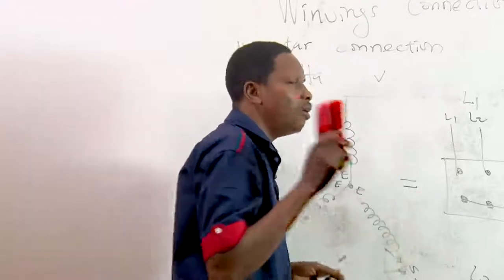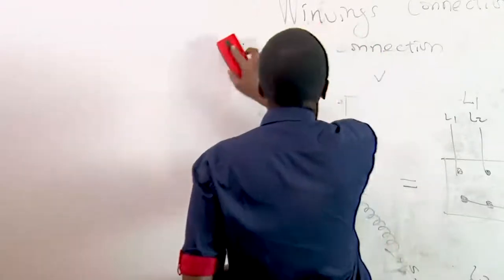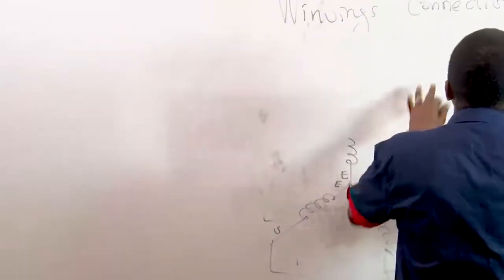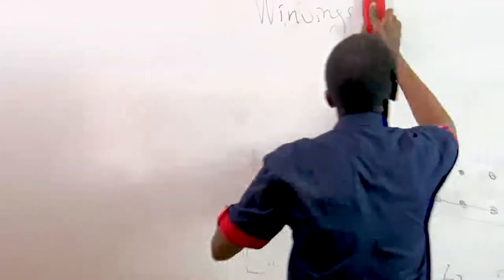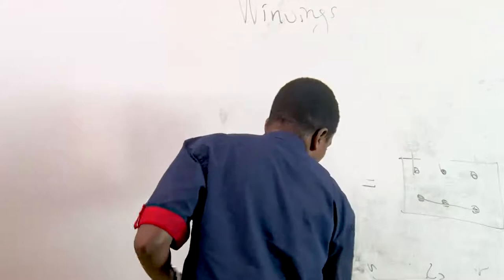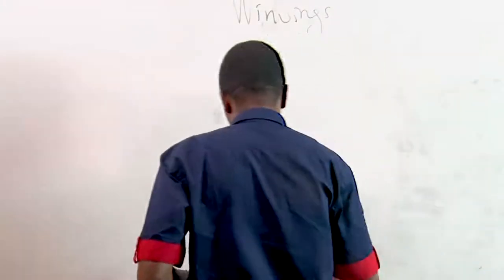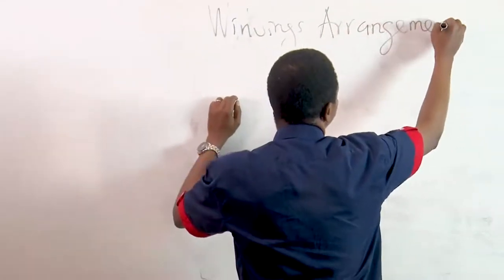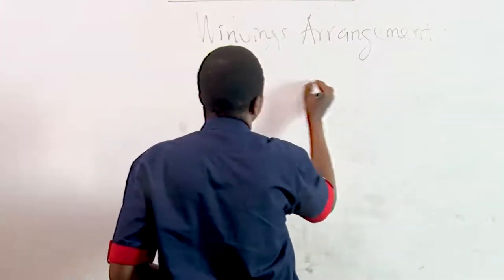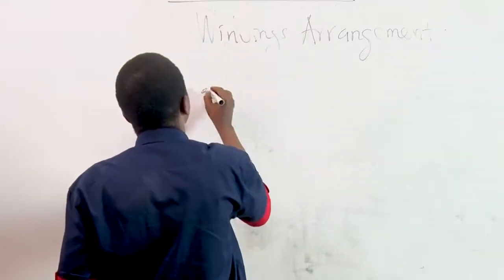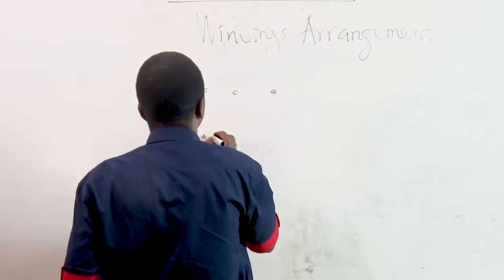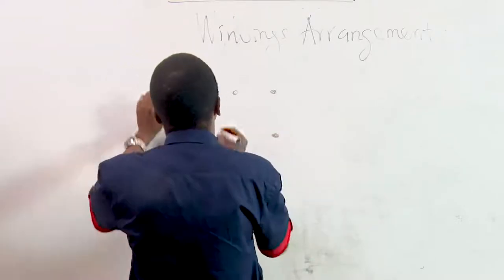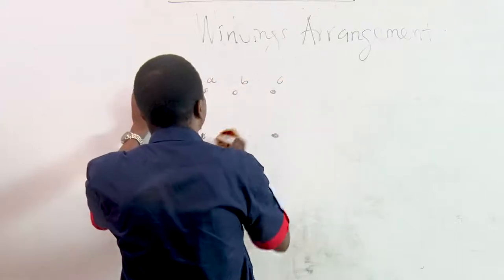However, for good connection, you must understand what we call winding arrangement. The first one I talked about is winding connection, either star or delta. However, that is winding arrangement. As I've said, each electric motor comes with six terminals. So the windings start and end, start and end. So we have A, B, C.